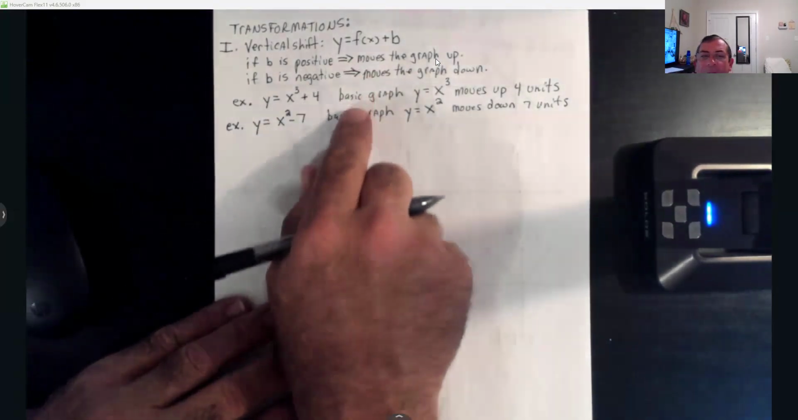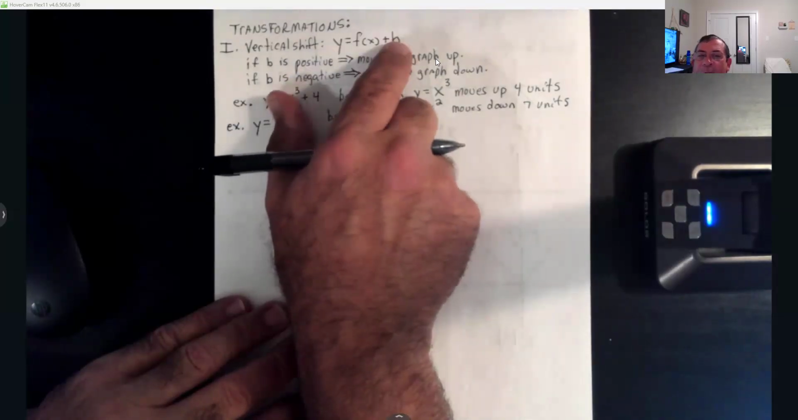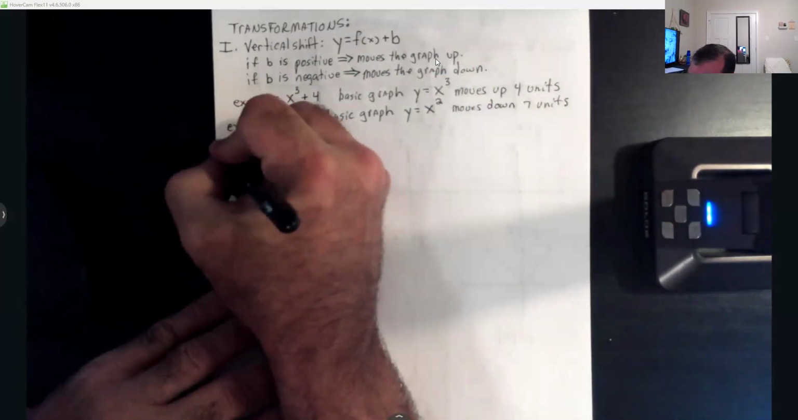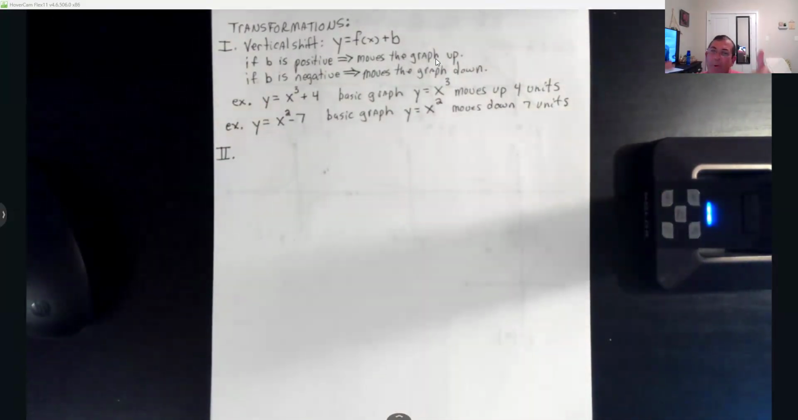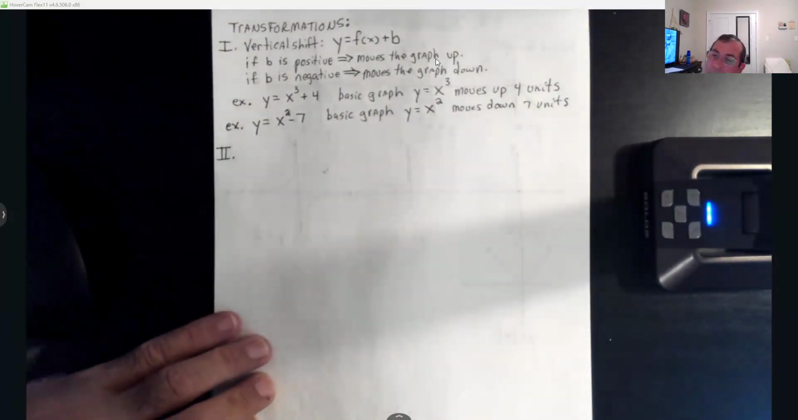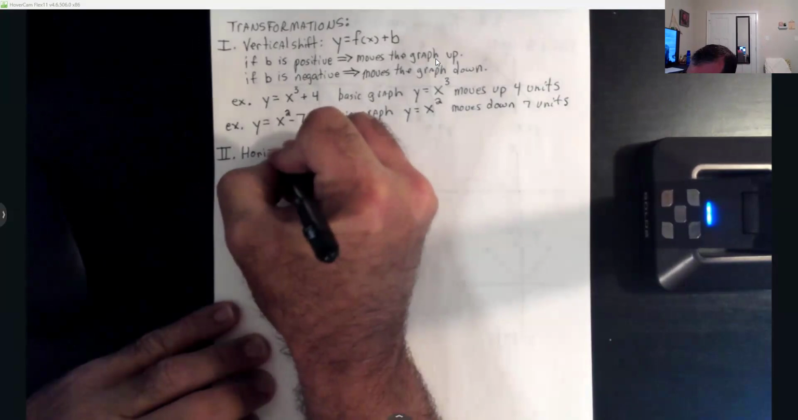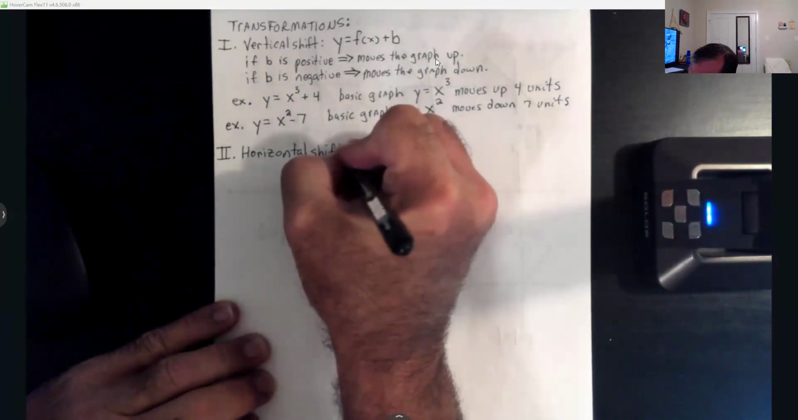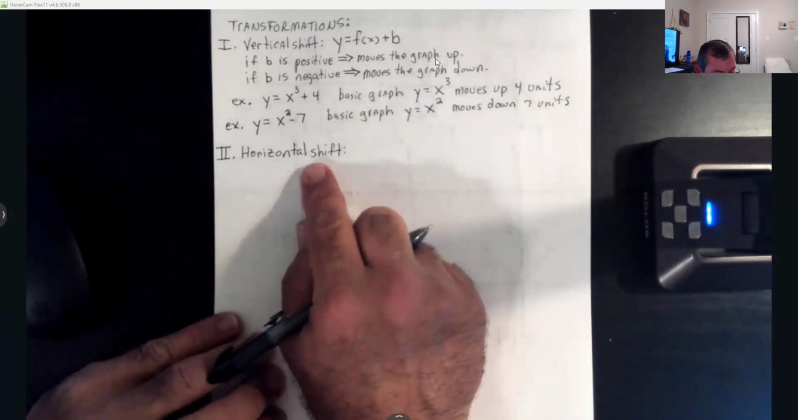So y'all, these were my vertical shifts. I take the function, add or subtract a number from it. It's either going to move it up or down, okay? So I can move them up or down. Y'all, I can also move them left or right. So to move left or right, we're looking at a horizontal shift.